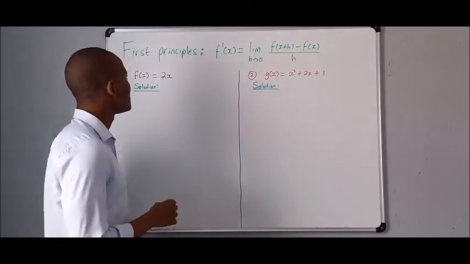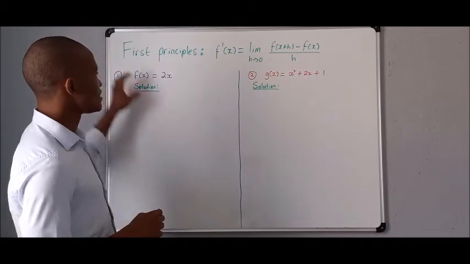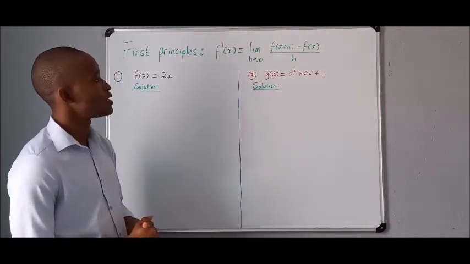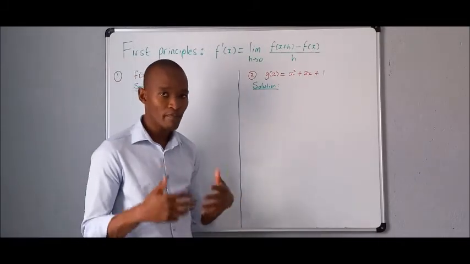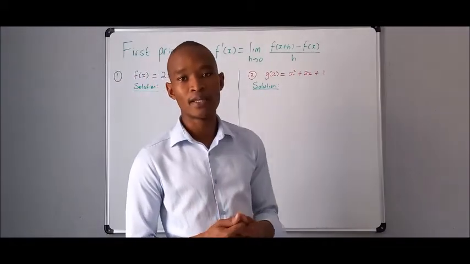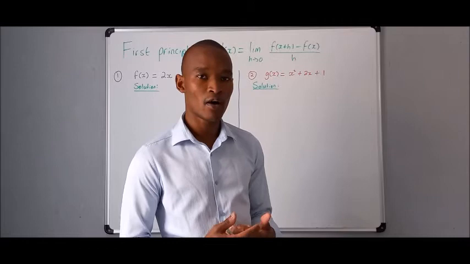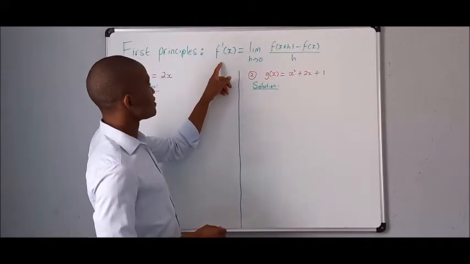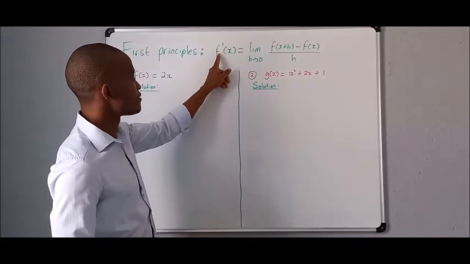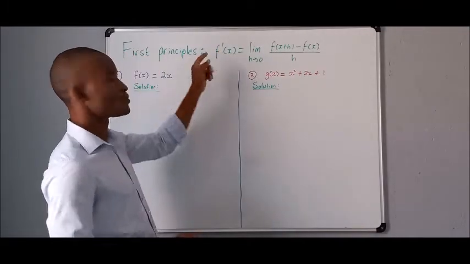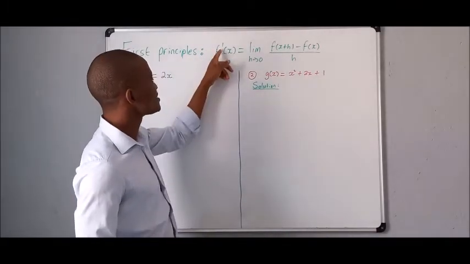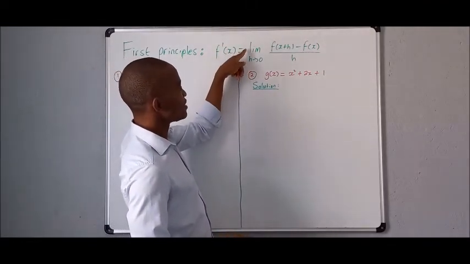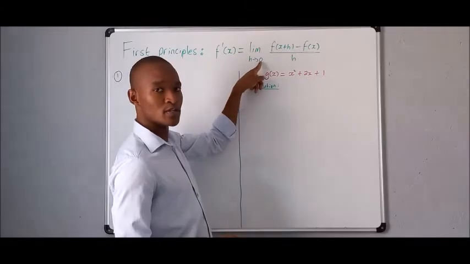We have the first principles here, as I've written right at the top in green for us, where we have a formula basically that allows us to calculate the gradient at a point of a curve or of a function. Okay, so what does it say? It says the first derivative of f, hence the word first principles. So the first derivative of f at some point x is equal to the limit of h approaching 0.